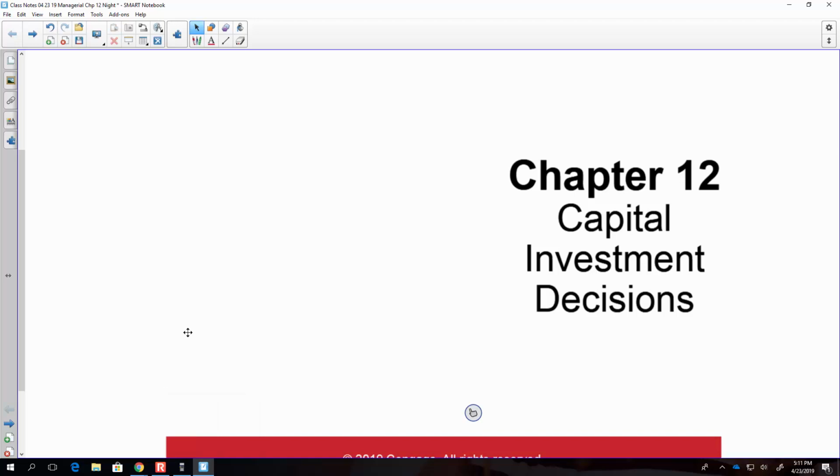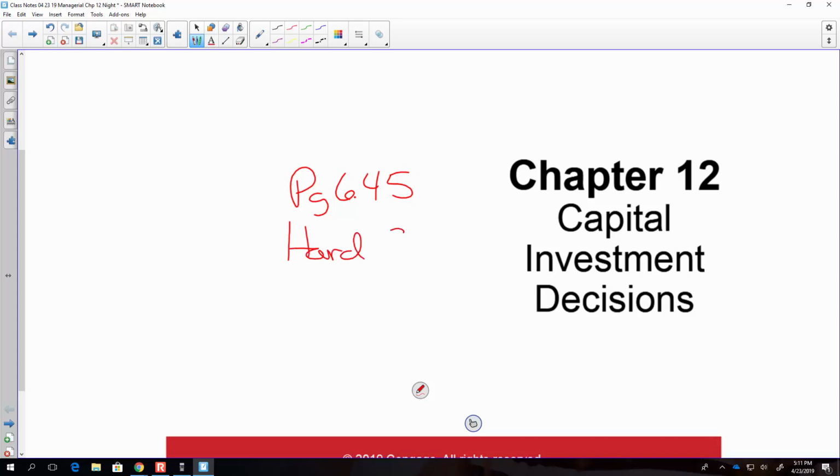Chapter 12 begins on page 645, and it revolves around capital investments. The company profile is Hard Rock Cafe, and they use some of these analysis tools to help them make a decision where to open up a new Hard Rock Cafe. So if you get a moment, take a look at that overview. Gives you some good background information.